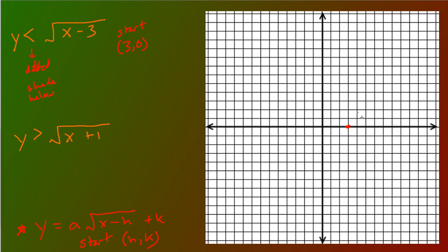And now I do the things I was doing before. If I go right 1, square root of 1 is 1. If I go right 4, square root of 4 is 2, so up 2. And if I go right 9, square root of 9 is 3. And this time it's dotted because I'm less than. And then I'm going to shade below. So when I shade below, it's only below this line. It's not anywhere else.